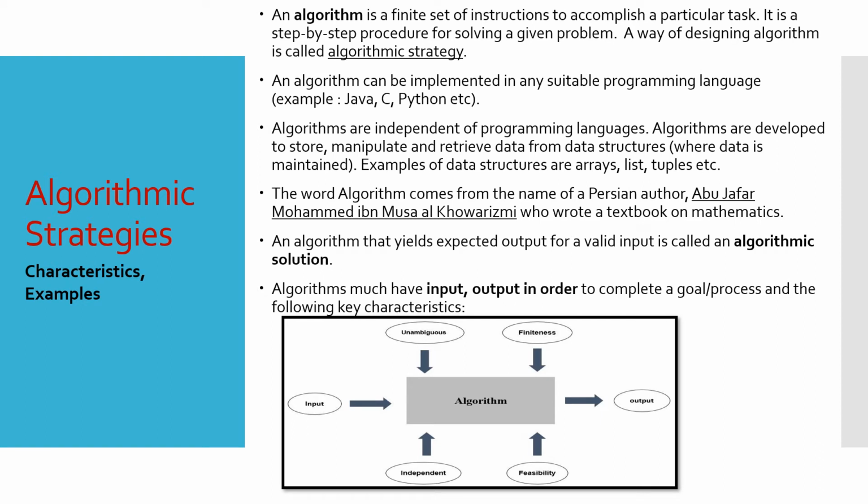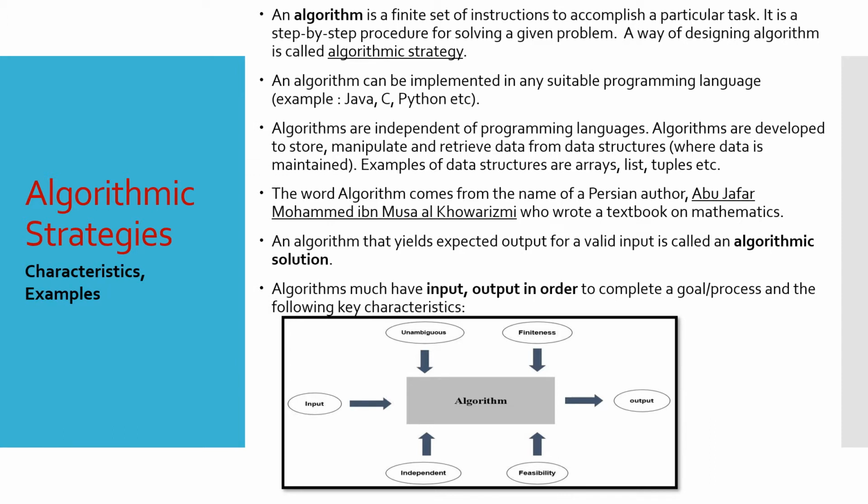Okay, so we'll talk about the characteristics and examples. Before I explain what an algorithm is, I would like you to pay attention to the picture at the bottom. You can see the algorithm is in the middle of this picture, and from left to right there is an input and then an output. What does that mean? Every program will always have an input and an expected output. For example, if you want to do 1 plus 2 is equal to 3, 1 and 2 are the inputs and the output is 3.